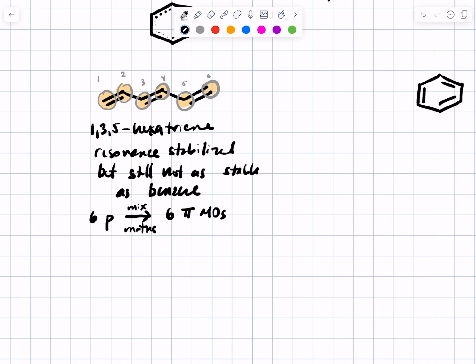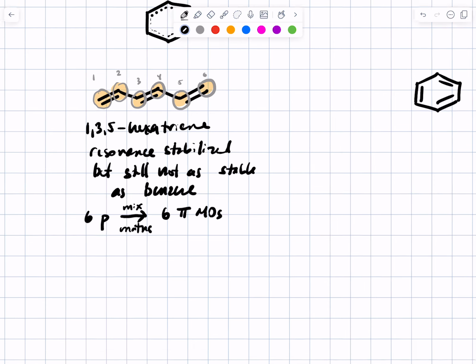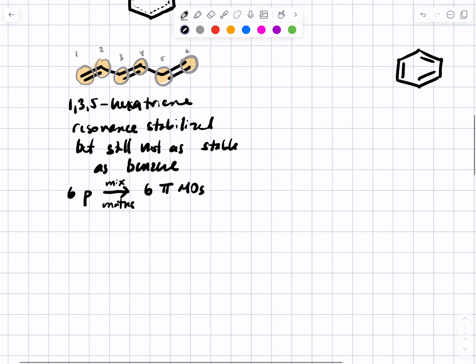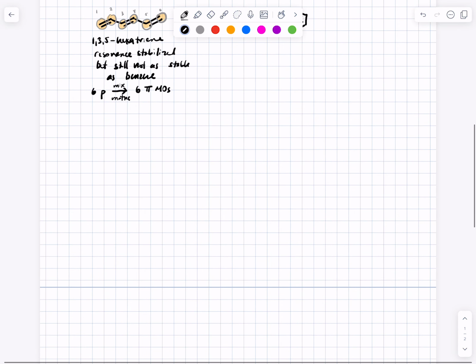And we need to talk briefly about what these look like. We'll spend a little bit of time, but the payoff, it's like the setup to a long joke that isn't that funny. It's going to be kind of painful, but the payoff is going to be good because you're going to understand exactly where the extra stability of benzene comes from. Okay, so when I mix 6 p orbitals together, I'm going to get 6 pi orbitals out. So we could number those from the lowest energy one, pi 1, up to the highest energy one, pi 6.